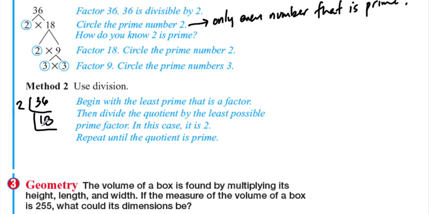Okay, we drop down. Find the least prime number that can go into 18, and that is again 2 because that's an even number. 18 divided by 2 is 9. 9 is not prime, as we know, because the factors of 9 are 1, 3, and 9. So the least prime factor that can go into 9 is 3. 9 divided by 3 will give you 3. Everything's prime. We stop factoring. Okay, so this is the drop down method.